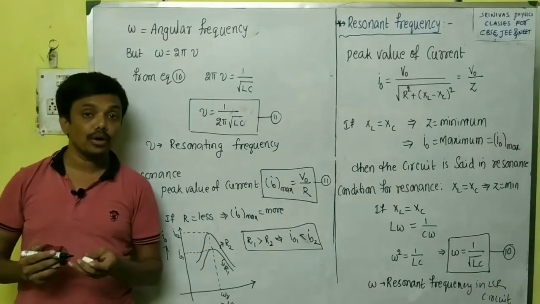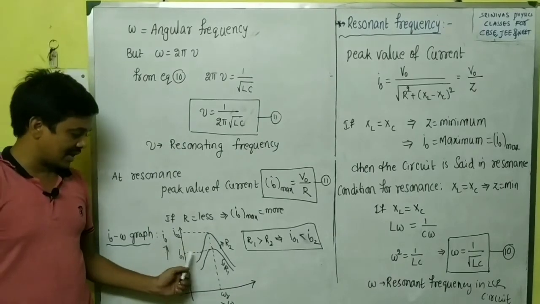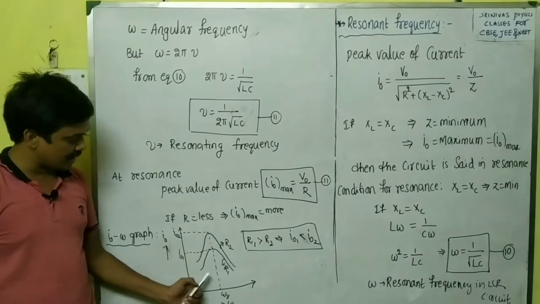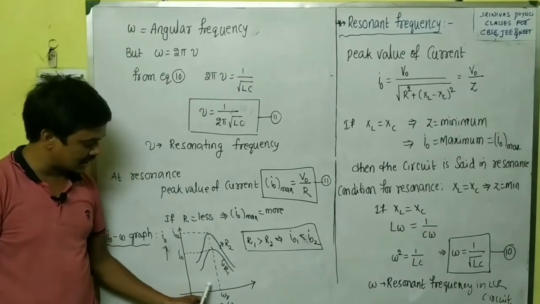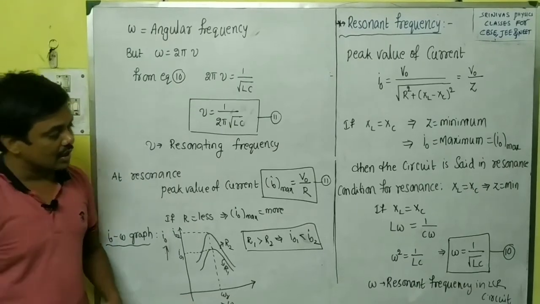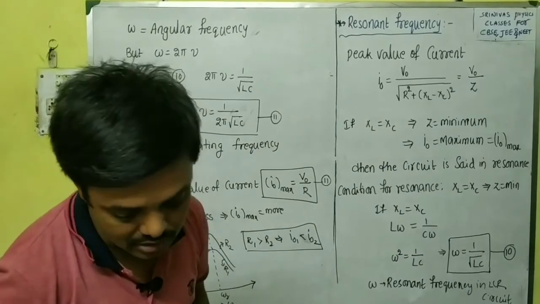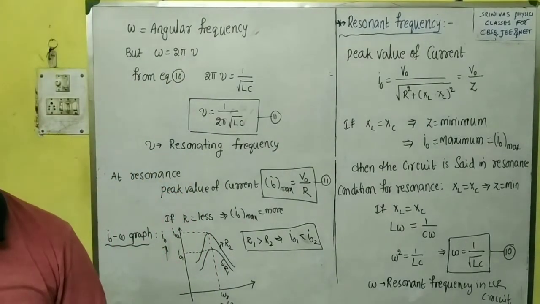If you want more current, you should keep the resistance at a low value. If you want less current, then you have to keep the resistance at a higher value. This is the simple diagram. At a particular frequency on the x-axis, that is omega r, the resonant frequency. A resonant frequency we can denote with omega suffix r, or simply omega also. Then there is no problem.